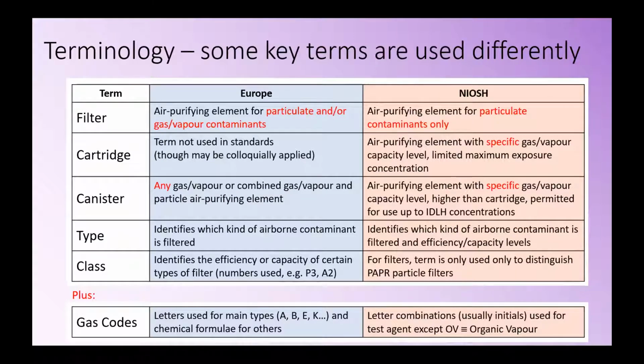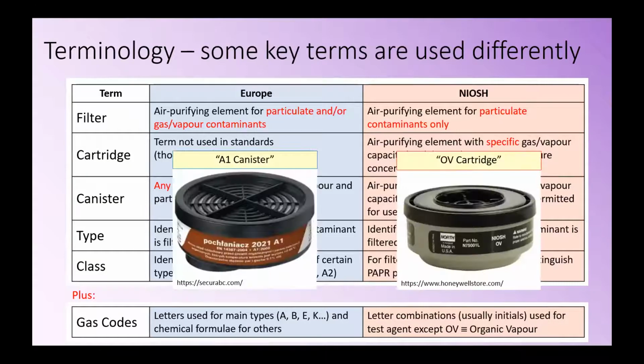In the codes that are used to describe the types of filters, we have letters used in Europe for the main classes, so A, B, E, and K are examples. And in NIOSH there are simple letter combinations of initials, so OV, SD, CL, and so on. So you get these different ways of describing products that then translate into different markings on filters. Here we have two products that essentially are very close together, but one would be called an A1 canister in Europe, and one would be called an OV cartridge in the NIOSH system.